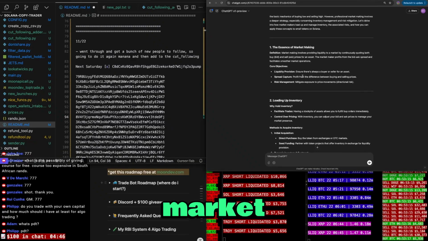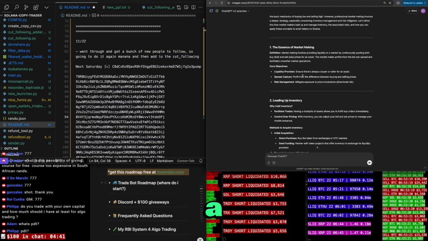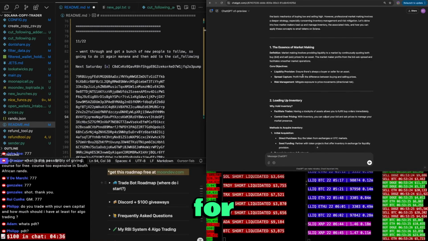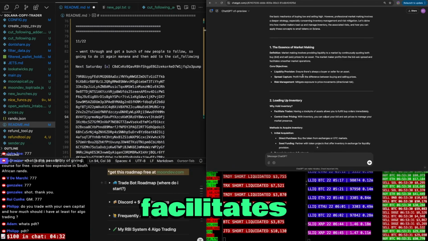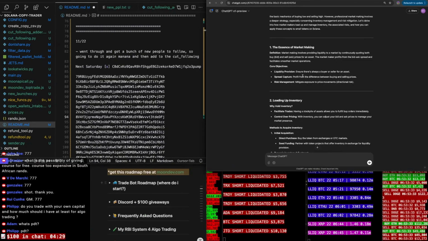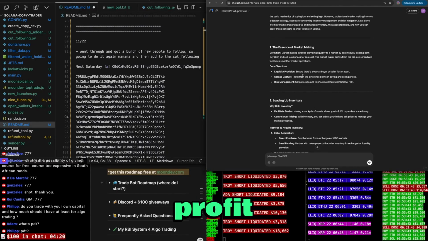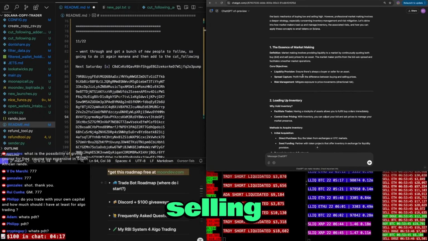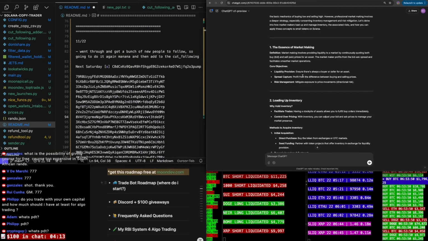The essence of market making. Definition: market making involves providing liquidity to a market by continuously quoting both bid and ask prices for an asset. The market maker profits from the bid-ask spread and facilitates smoother market operations. Core objectives: liquidity provision, ensure there's always a buyer or a seller for an asset. Spread capture, profit from the differences between buying and selling prices. Risk management, mitigate exposure to price movements.